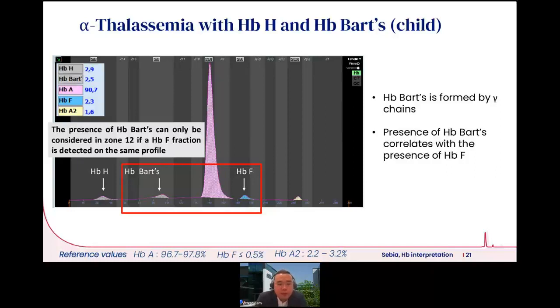So how do we conclude whether we can call the hemoglobin Barts that's being identified in the capillary electrophoresis? It is important for us to correspond it to the expression of hemoglobin F. So remember that if you do not have hemoglobin F expression, the hemoglobin Barts peak will most likely not be reliable. So always counter-check your hemoglobin Barts expression back to the expression of hemoglobin F.